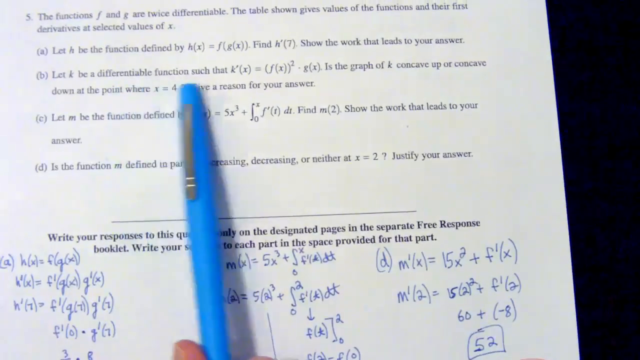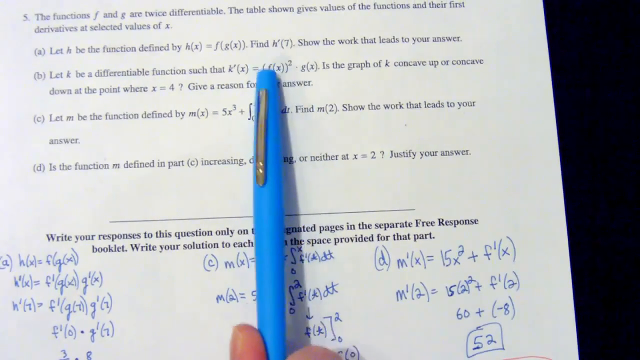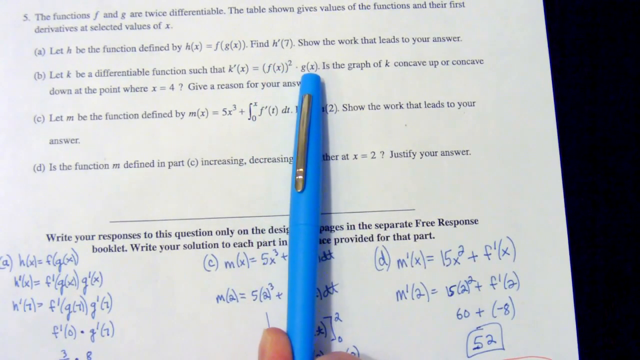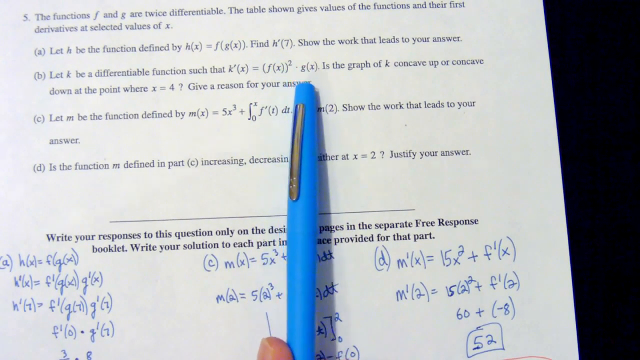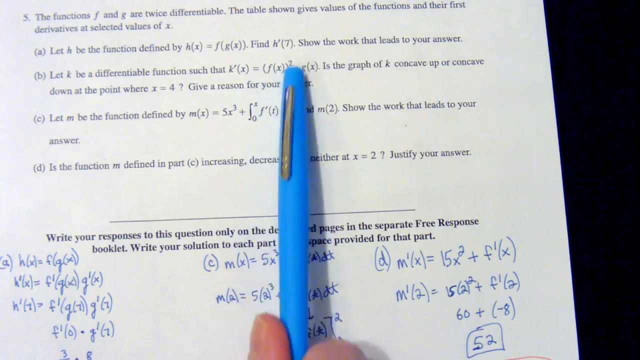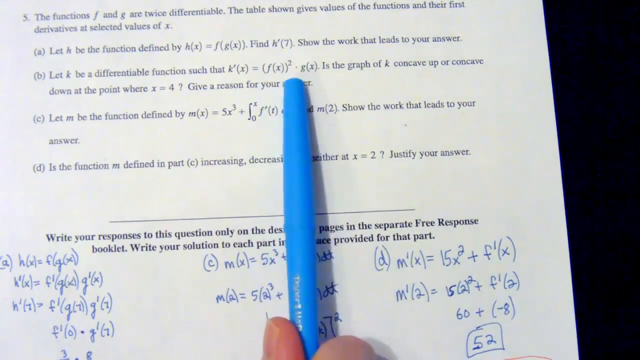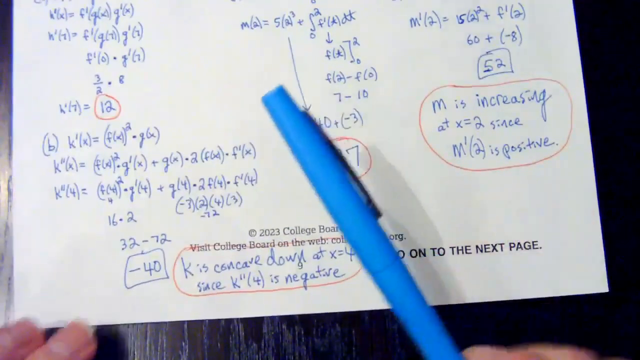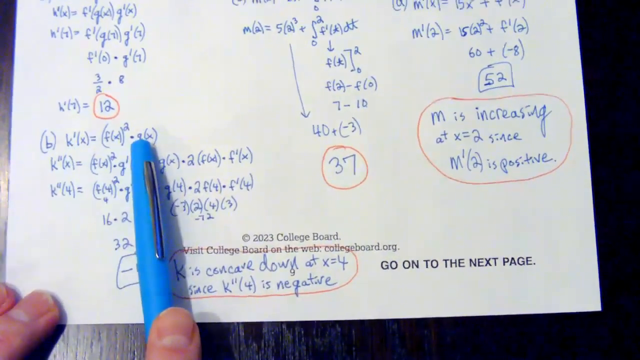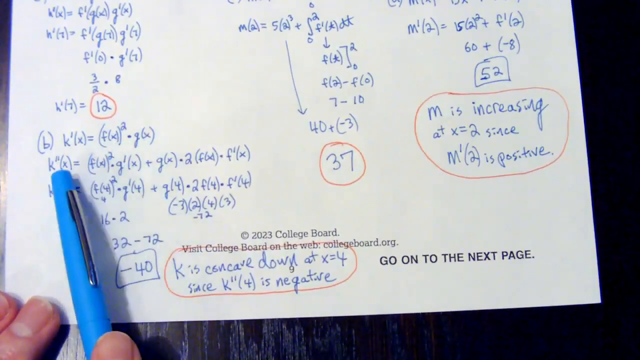Same deal on letter B, it gives us this function. So it gives us a power and then a product. So you're going to need to use your product rule. And then as you're using your product rule, you've got to handle that power right there. Okay, so there's our original function. And I was supposed to take the second derivative here. So that's k prime, k double prime.